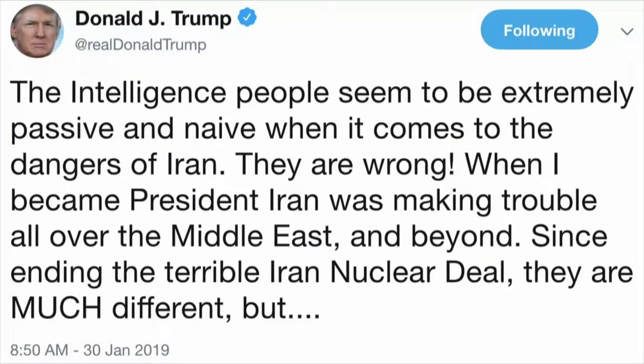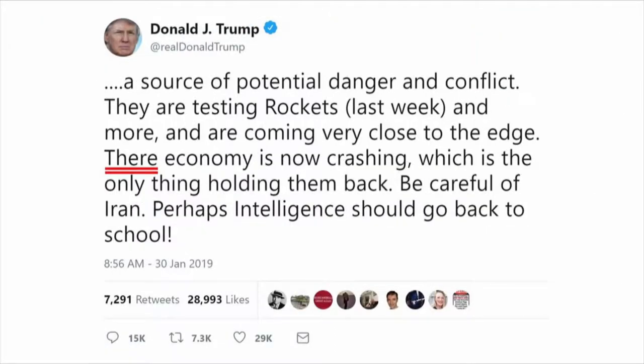Another difficulty is that the president tends to reject intelligence that he doesn't like, that doesn't fit in with his preconceived notions of the world, and then publicly denigrates them. So this is the tweet from January when the US intelligence community had said that their best estimate was that Iran, in fact, was continuing to comply with the Iran nuclear deal, and Trump came out and called them passive, naive, wrong, and then suggested that they should go back to school.